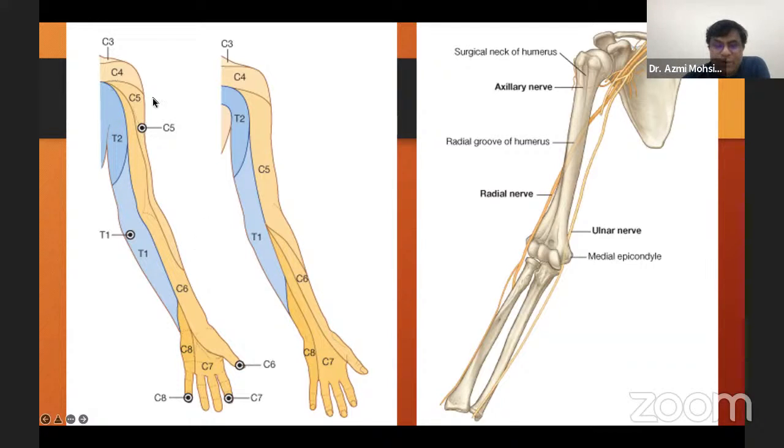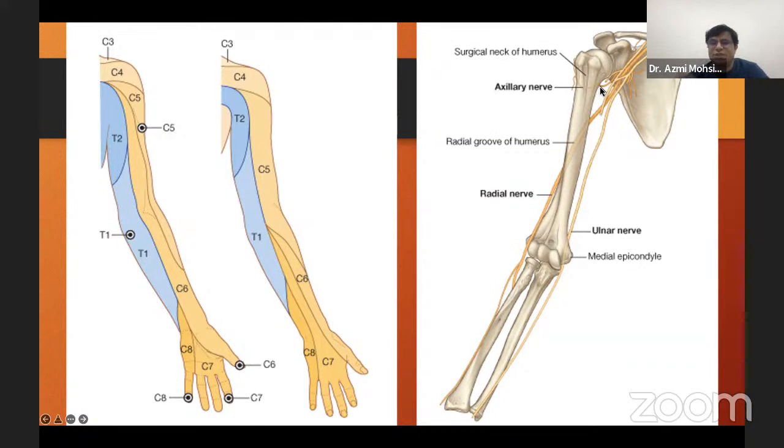So from the preaxial border they spread out, and from the postaxial border these dermatomes converge back to reach and continue with the dermatomes of the thorax. Right? Okay, it's all what I have already told you.